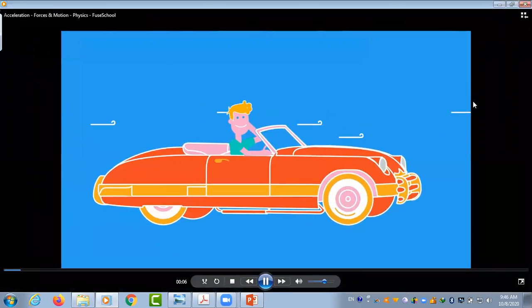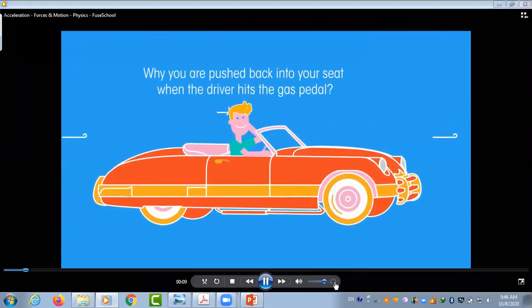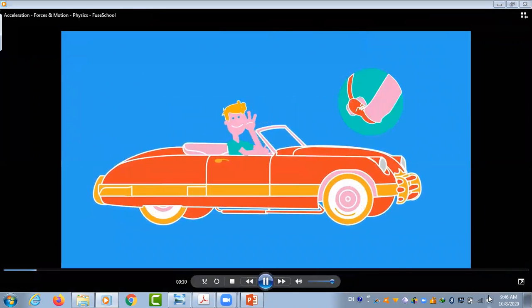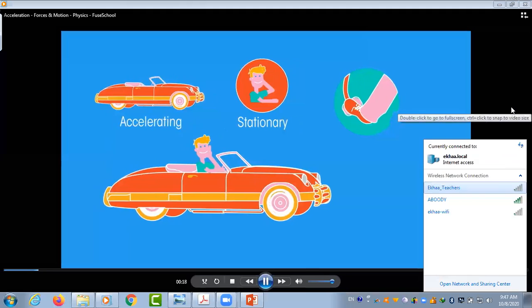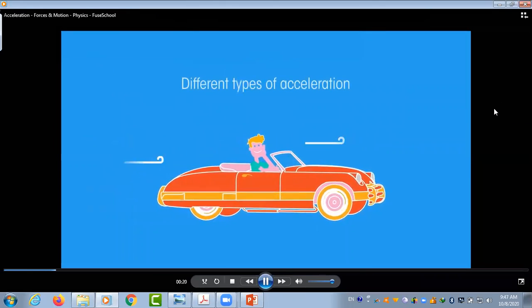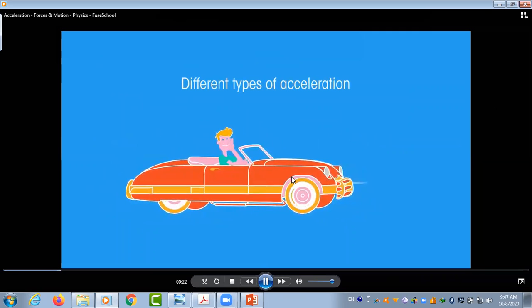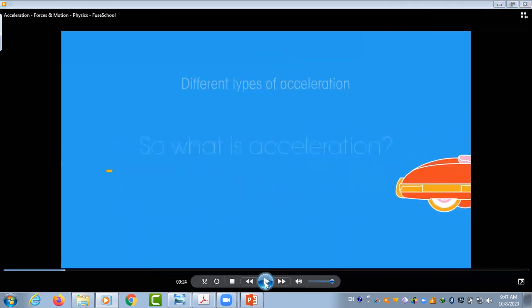Have you ever wondered, when driving a car, why you are pushed back into your seat when the driver hits the gas pedal? This is because the car is accelerating and your body isn't. Your body is slowly catching up to the speed of the car. In this video, we're going to look at different types of acceleration and compare acceleration in different experiences.